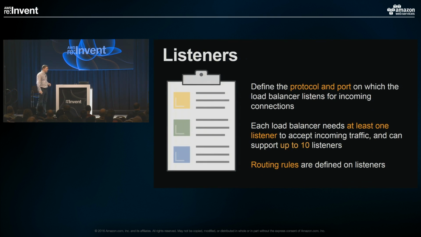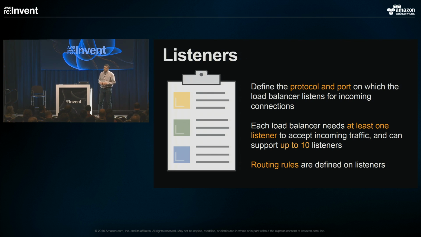Well, a listener defines the port and the protocol on which the load balancer listens. It sounds pretty obvious now that I say it. So if you want a website listening on port 80, what you would do is you'd basically say, I want HTTP, or ideally HTTPS, on port 80, and that listener would then start listening and accepting incoming requests. You have to have at least one listener per load balancer, and you can have up to 10 listeners.